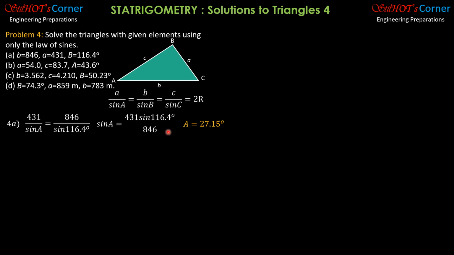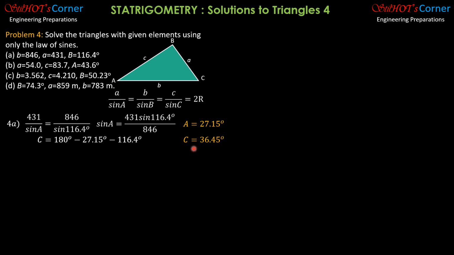Having found A, we can now solve angle C, which is 180 degrees minus 27.15 degrees minus angle B 116.4 degrees. So angle C is equal to 36.45 degrees. And that's also the fixed angle because one of the interior angles is already obtuse. So no other interior angle can be obtuse at the same time, because the sum of obtuse angles is already more than 180 degrees.